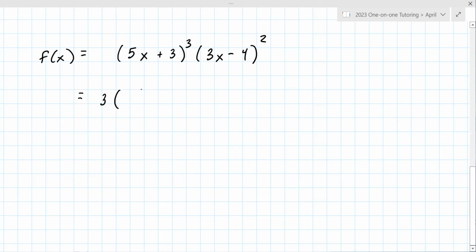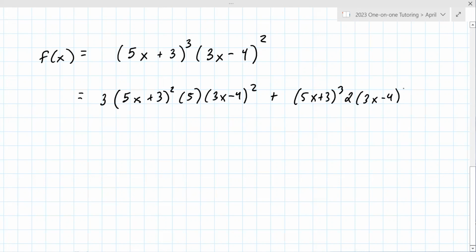So I'll follow the same format that you said. You'd like to take the derivative of the first, okay? And then we're going to keep the second. Does this look like what you have to start? Yeah, I have the exact same thing. And then I have plus 5x plus 3 cubed times 2 times 3x minus 4 times 3. Yeah, that's great. So that's correct.